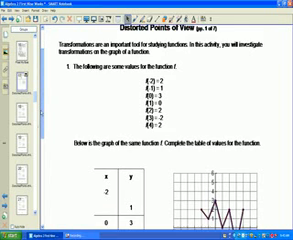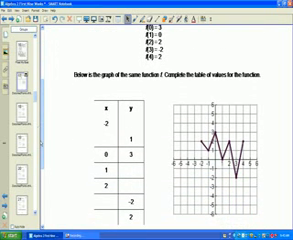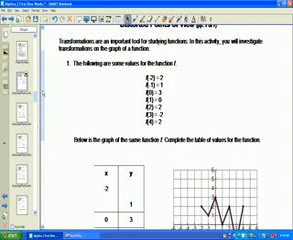Now, if you look at the picture that is on your paper, you notice that it doesn't really look like anything, does it? In fact, it kind of looks like lightning. But they have up here the following are some values for the function of x. So when x is -2, the whole function is equal to 2.